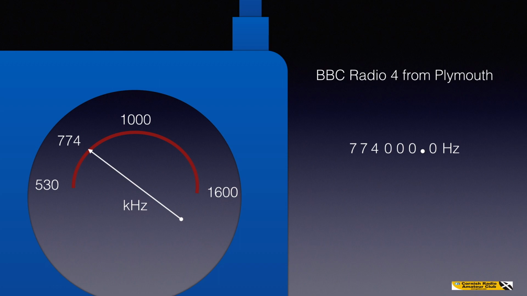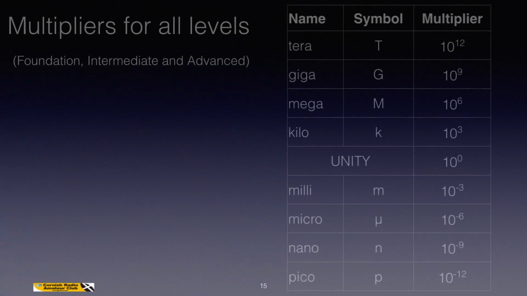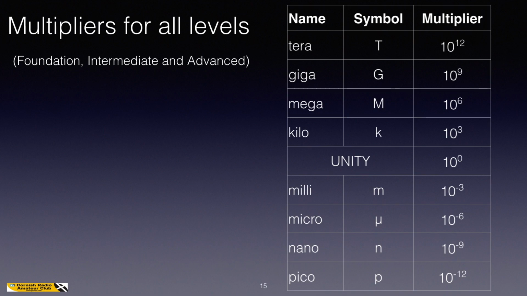So you're getting the idea here that kilo is a multiplier. Let's look at all of the multipliers in the SI system. And here they all are. Well, actually not all the multipliers in the SI system, these are all of the ones you need to cover for the foundation, intermediate and advanced level. So if you knew all of these, you'd be good up to advanced level.